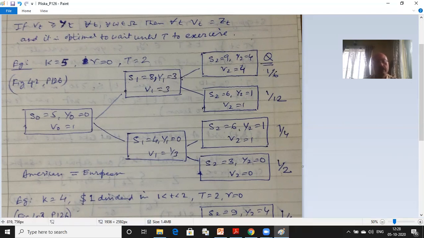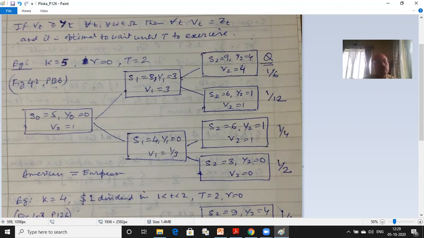Similarly, if I look at the lower box here, where stock price is 4, my American option is not going to give me anything. It is 0 because it is less than 5. Instead, my European option expected value is 1/3 because tomorrow I may have a positive payoff of 1. So I actually strictly gain by holding on to the contract.